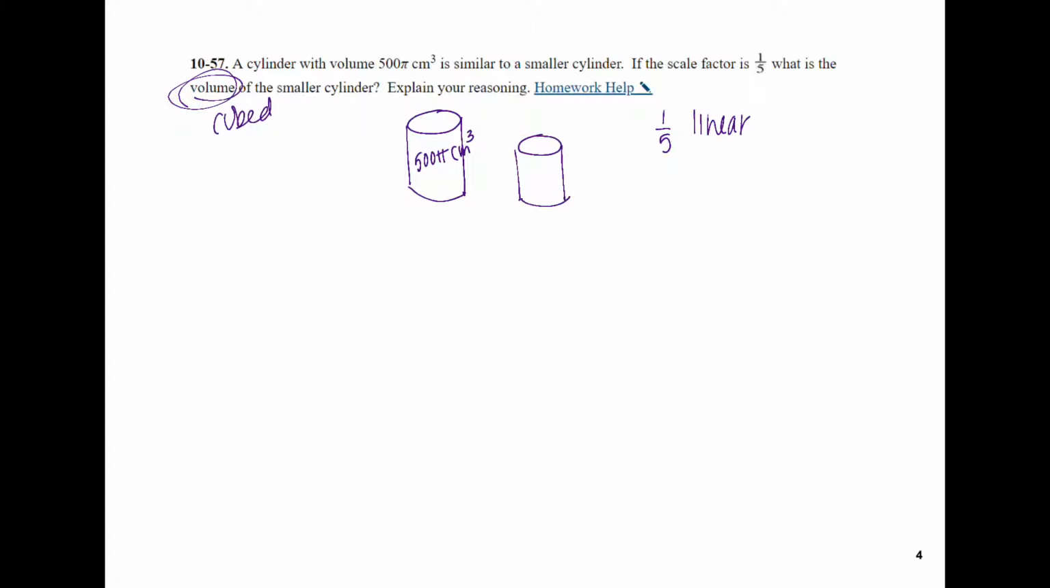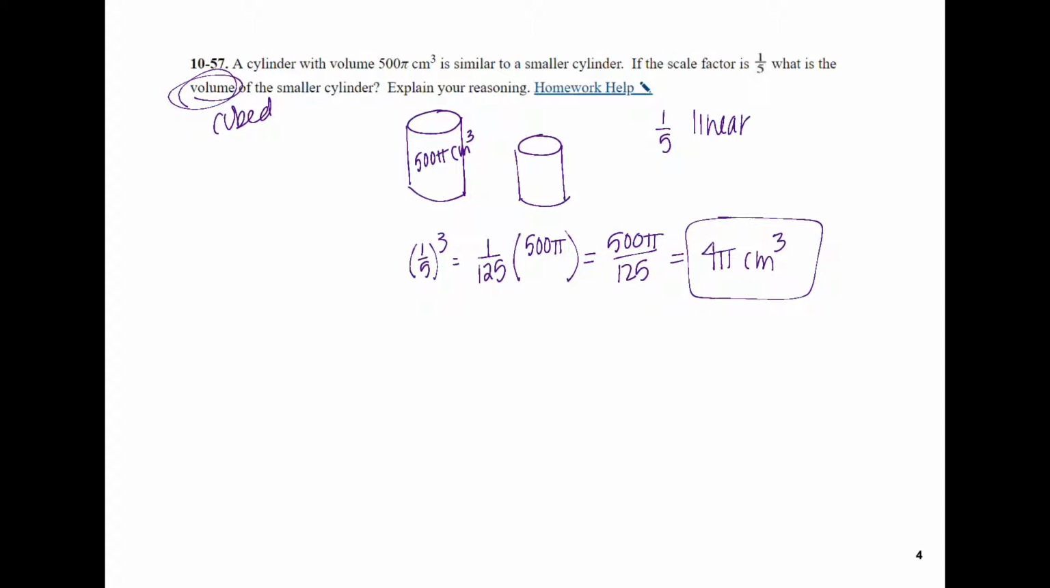So we have to take our scale factor and cube that. So we get 1 over 125, and we need to multiply that by the volume of our larger figure. So we get 500 pi over 125. And when we reduce that, we get 4 pi centimeters cubed is the volume of our smaller figure.